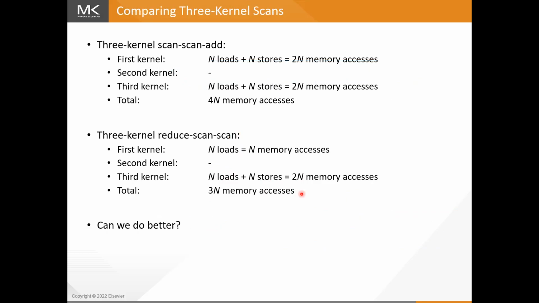What is the speed of light? To be able to do a scan operation, what is the minimum number of memory operations that I should do? 2N, right? N loads, N stores. Can I come up with an implementation that does N loads and N stores, so just 2N, as opposed to 3N? If I'm going to use multiple kernels, I can't. If I want to be able to do 2N global memory accesses, my solution is to use one kernel.